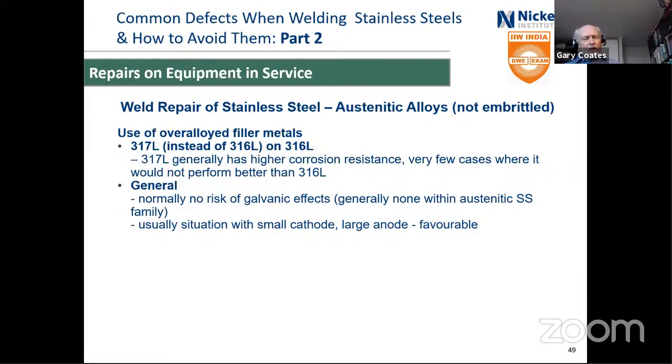Now you might say, well, what about using an overalloyed filler metal? What about galvanic effects? Well, generally within the austenitic stainless steel family, you don't have to worry about that. And if there was any, you have a highly alloyed, more noble weld metal, which is a very small surface area, which is the cathode, and the base metal will be the anode, the least corrosion resistant material. So that's a very favorable area combination. So generally, it is completely acceptable to weld stainless steels with a higher alloyed filler metal.